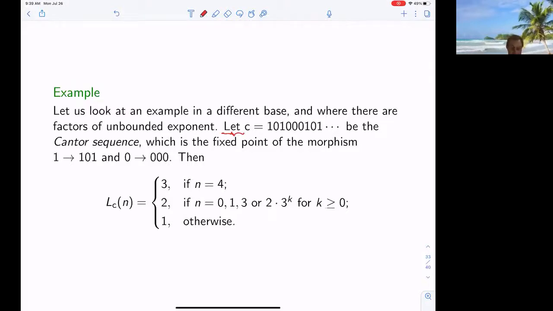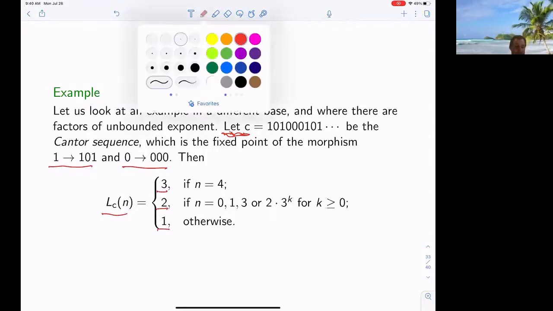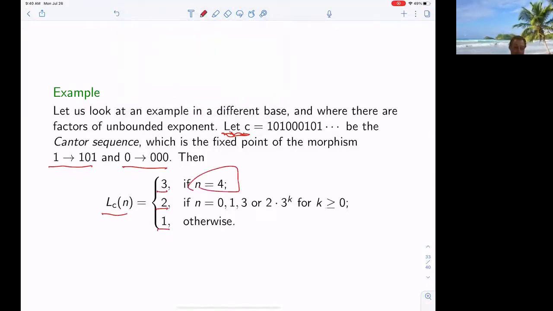So, I'll give some more examples. Here's the Cantor sequence. This is 3-automatic. It's the fixed point of this morphism that starts with 1. And again, interesting is that you only get 3 values, 3, 2, and 1. And you only get the value 3 when n equals 4. And you only get the value 2 when you're in this set.